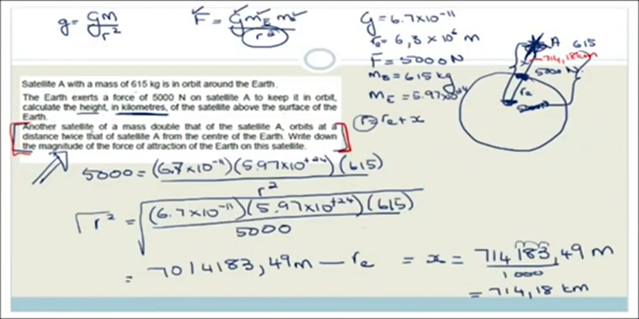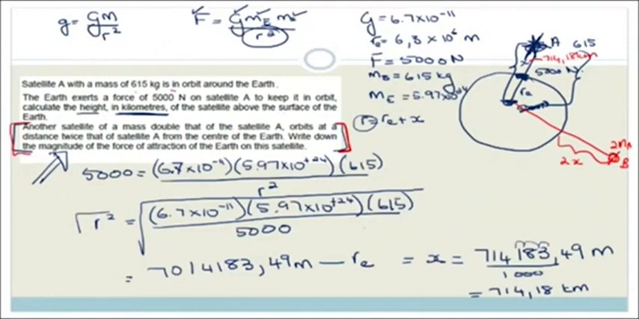This one says, another satellite of mass double that of satellite A orbits at a distance twice that of satellite A. So in other words, you've got some other random satellite, which we're going to call B, which is twice the mass of A, and it is double the distance. This is 2x. It says write down the magnitude of the force of attraction. So they really aren't expecting you to do this whole thing. So what we're going to do is use our ratios.